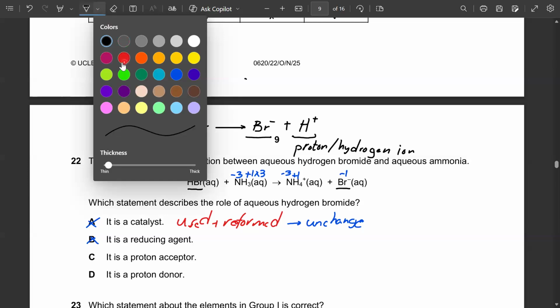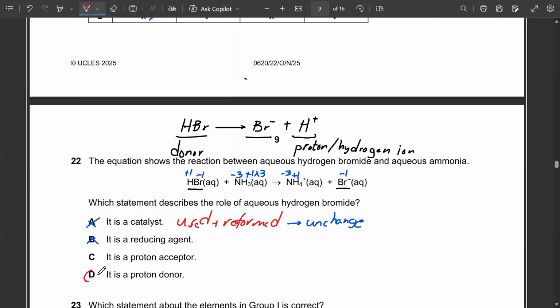And the correct option becomes option D. It's a proton donor. HBr is the proton donor. I hope it's clear to everyone.